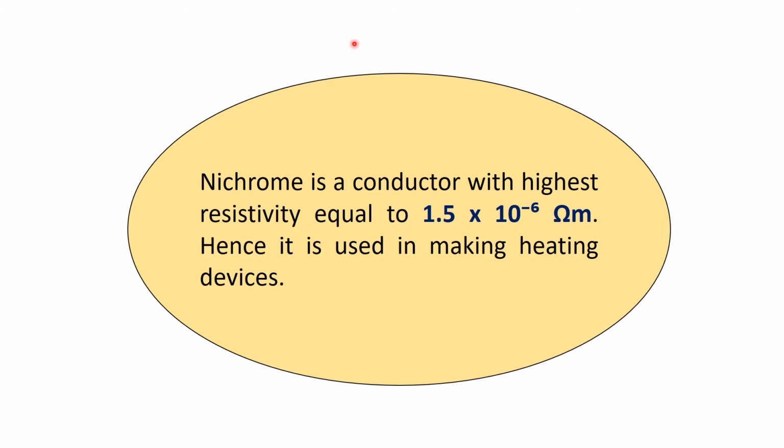So nichrome is a conductor with the highest resistivity, which is 1.5 into 10 power minus 6 ohm meter. So that is why they are used in making heating devices. Heating devices, like heater, toaster, induction stove, we call these heating devices. Iron box is also an example for heating devices.